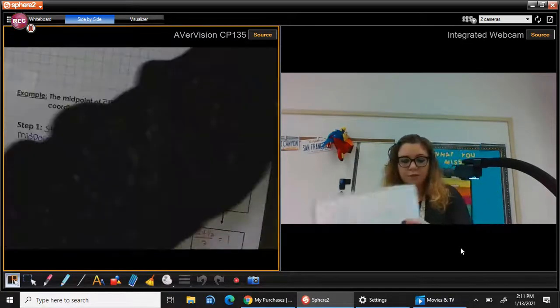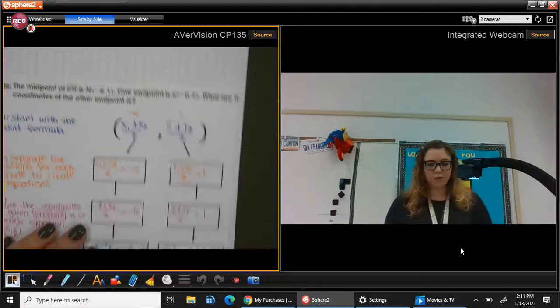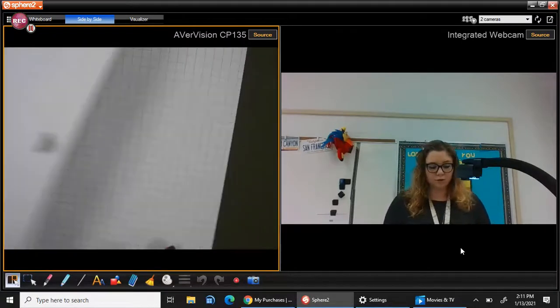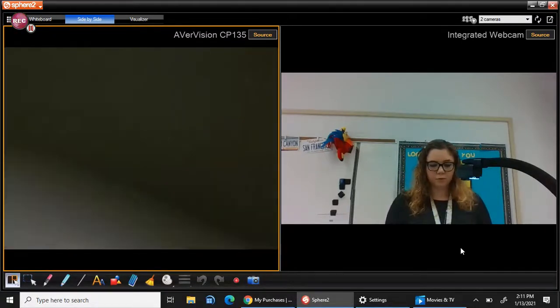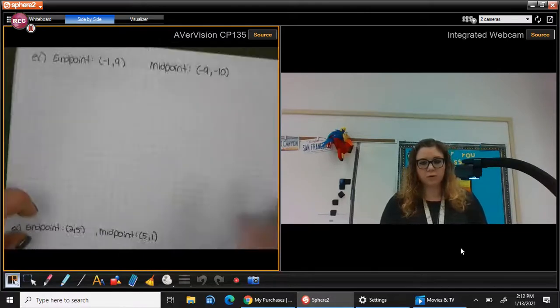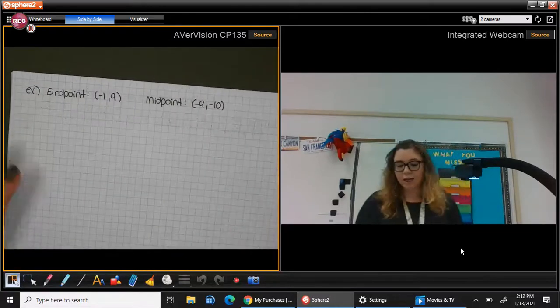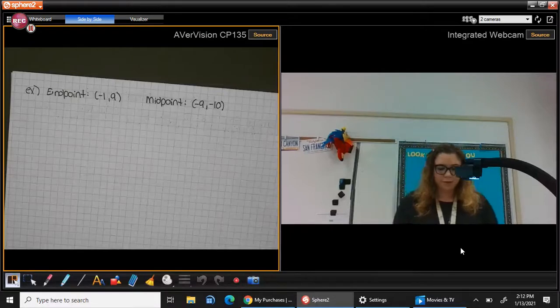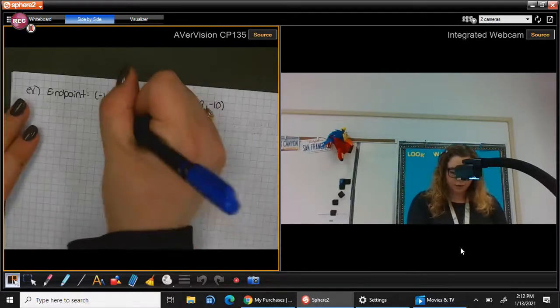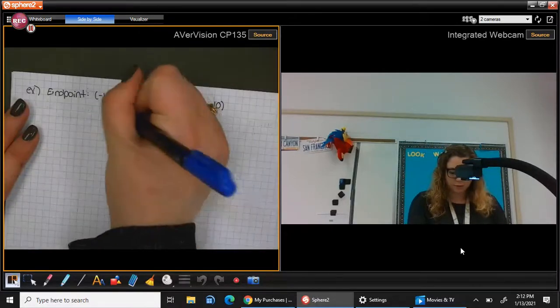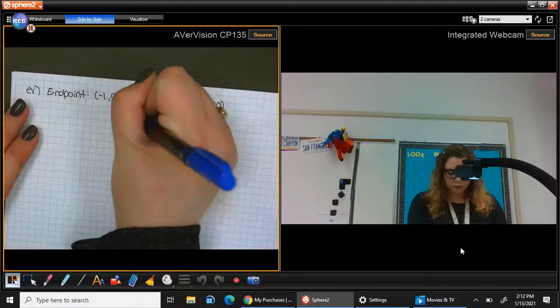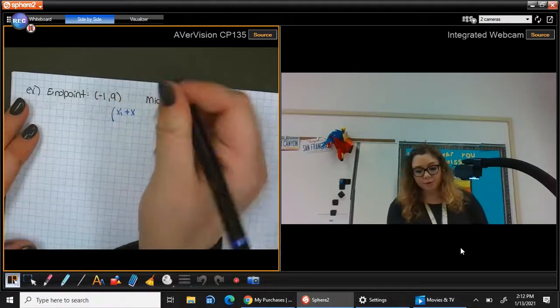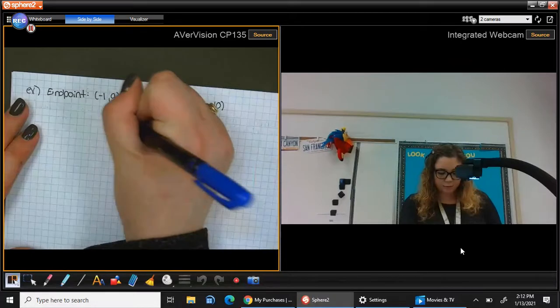So let's do some more examples. Again, you do not have to have this chart to do it. I love color, so if that's you, I recommend you use color. If not, that's fine too. So step 1, I'm going to start with my distance formula. Not my distance, my midpoint formula. It's been a long day.